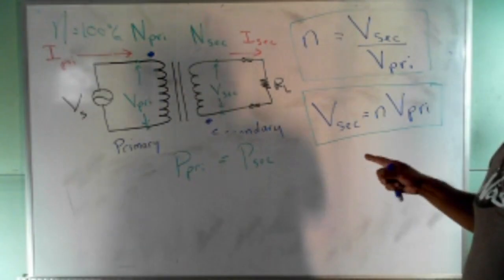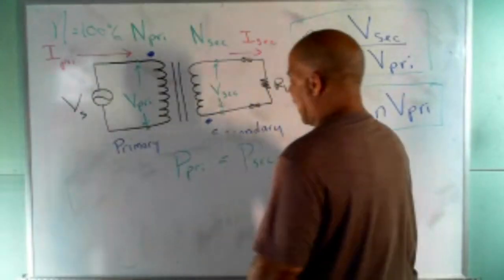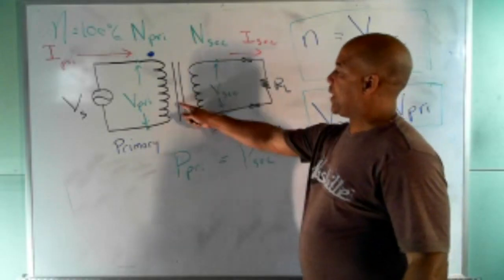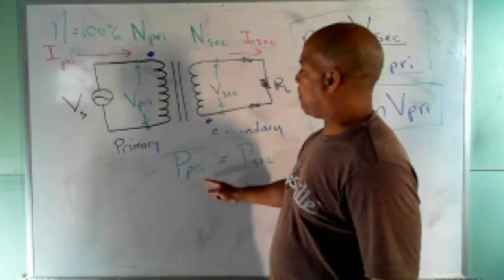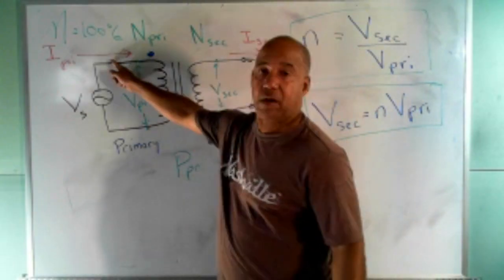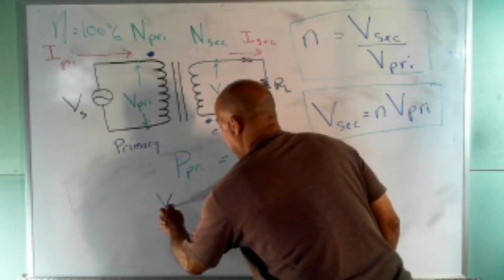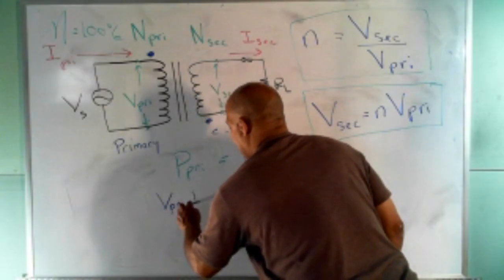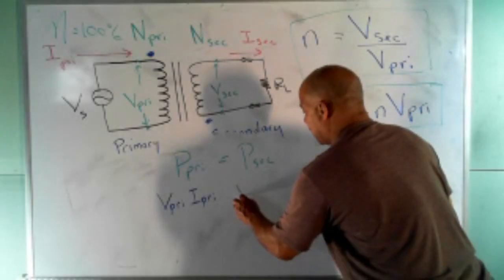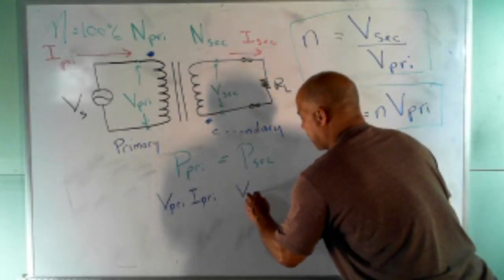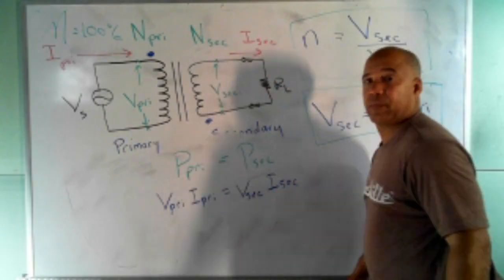Since we're making that assumption, here's what I can write. How do I calculate P pri from this picture? Well, that's easy. Watt's law says that power is just voltage times current. So P pri is just V pri times I pri. And using the same logic, P sec is just V sec times I sec. And I'm stating that they're equal.